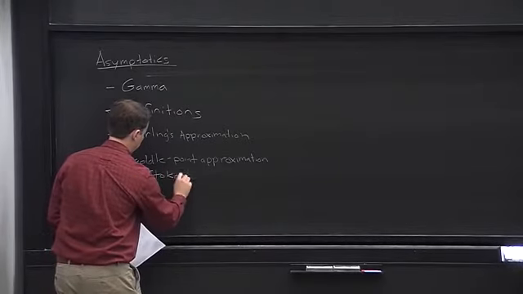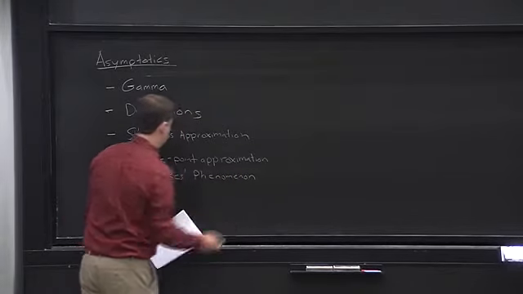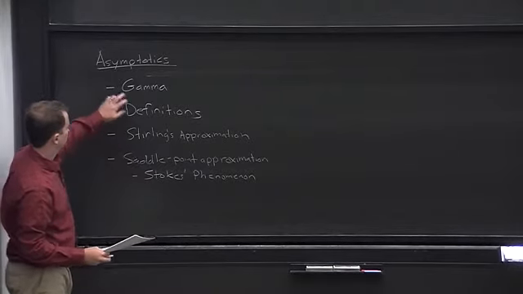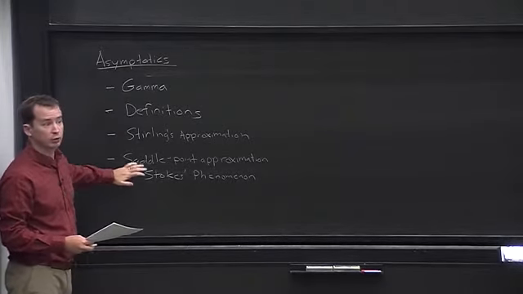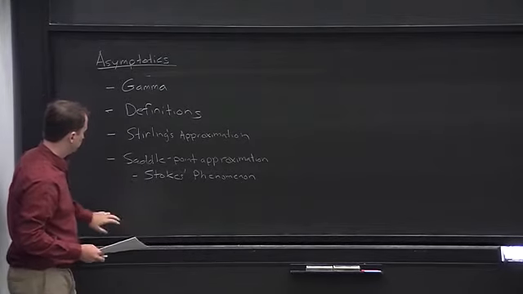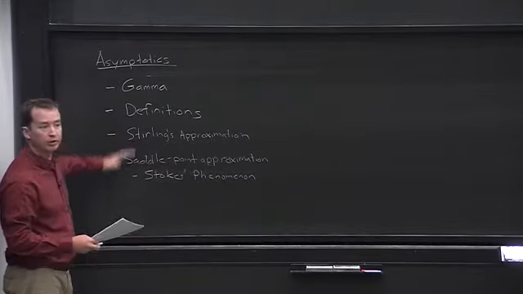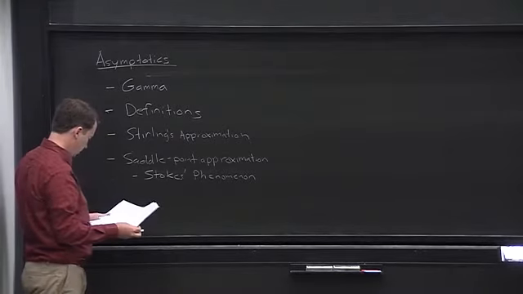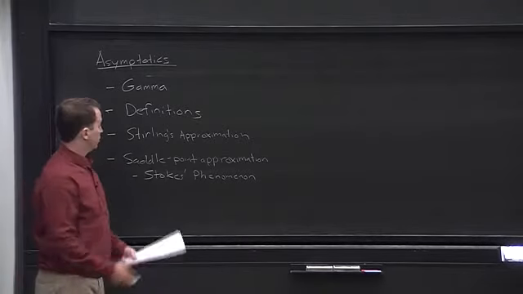So in particular, we'll discuss Stokes phenomena, which is one interesting thing that can happen to the saddle point approximation. You can basically have different asymptotic series that work in different parts of the complex plane. So we'll probably end somewhere around here today, and tomorrow we'll finish up with this. And so that's where we're going over roughly the next two lectures.